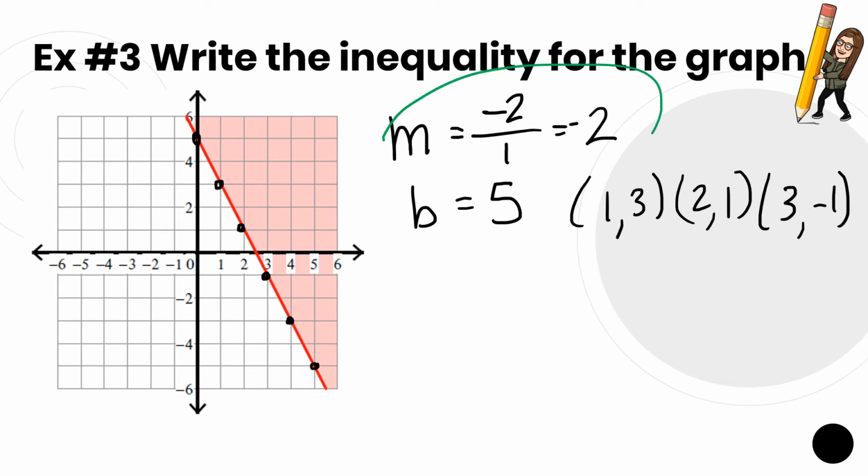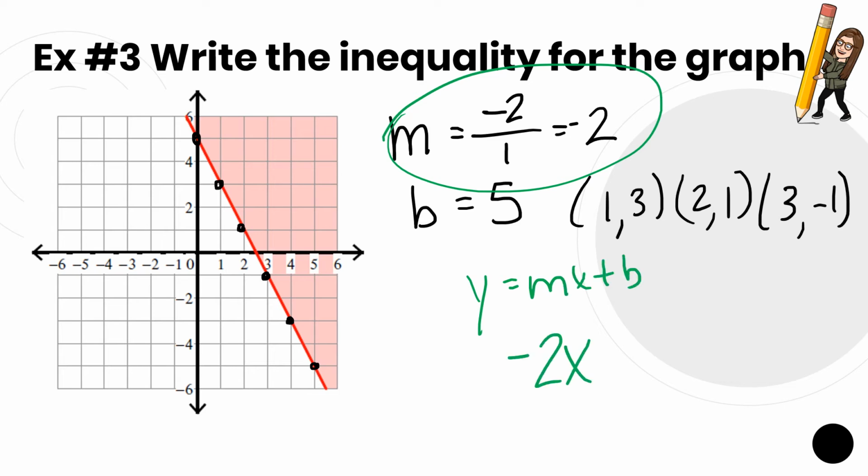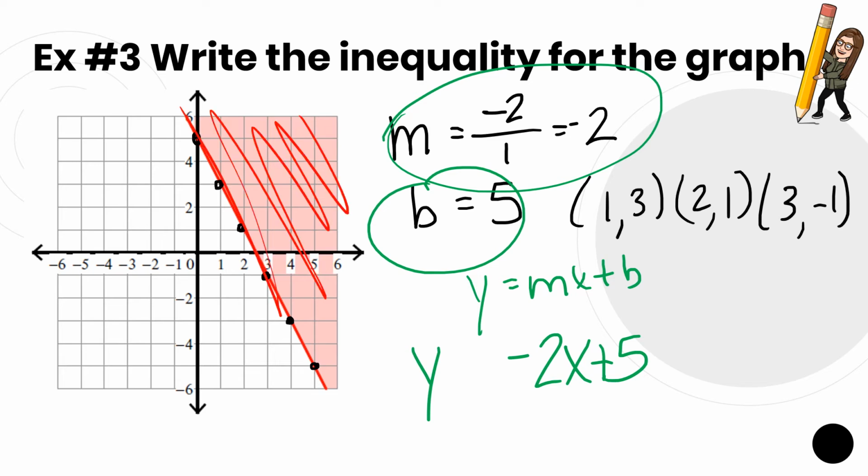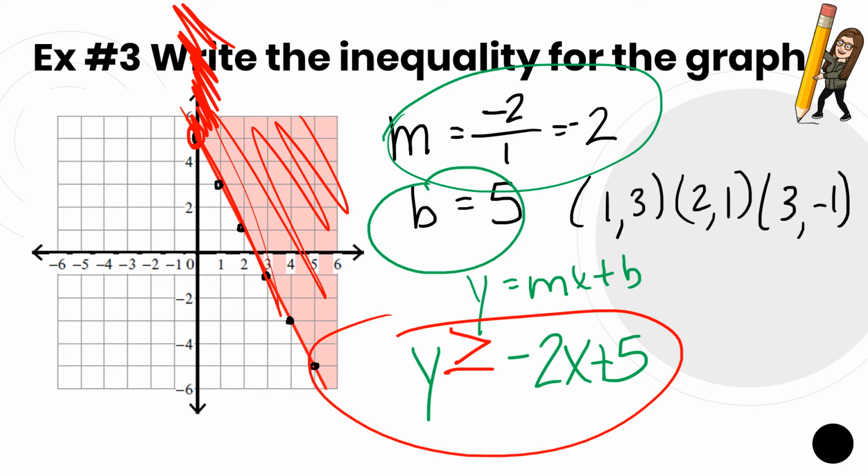Let's say I stick to y equals mx plus b on this one. That means my slope is -2, my beginning is +5, and I shaded above the line. If you're not sure, go to that y-intercept. Look at it, I shaded above the y-intercept. Above is greater than. It's a solid line, so we want a greater than or equal to.